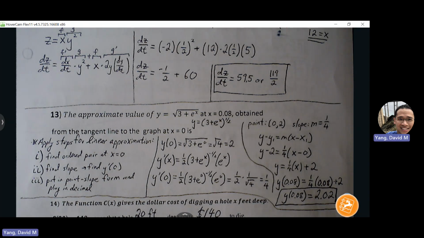Would this be a calculator problem or not? Yeah, this might be a non-calculator question, because it's not too bad to do 1/4 times 0.08. It's manageable without a calculator.